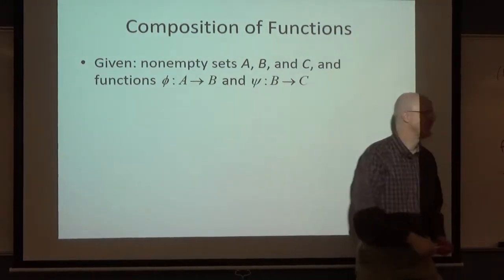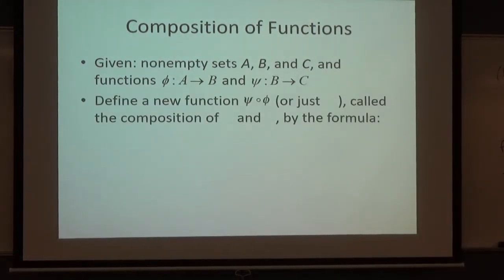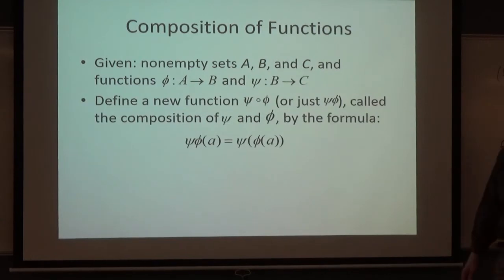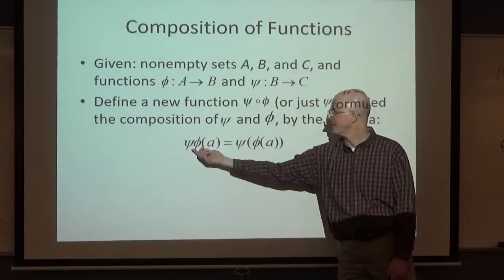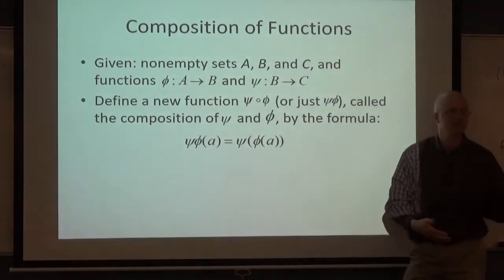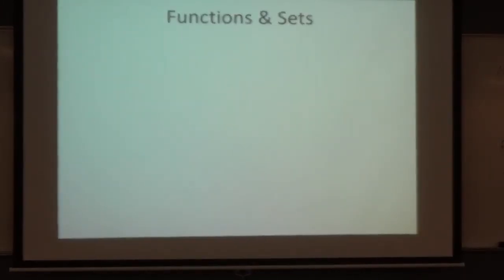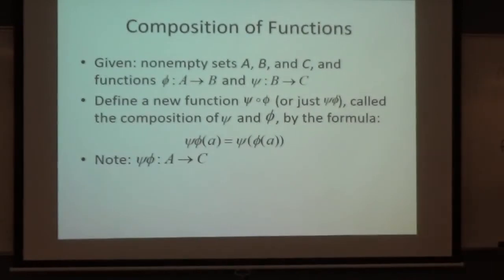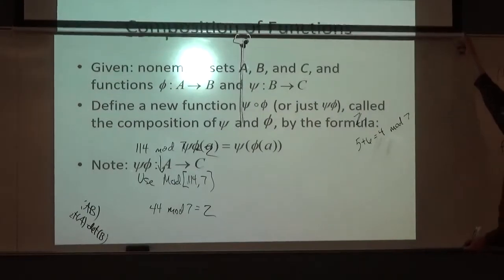From B to C. When you compose them, you're creating a new function, phi compose psi or just phi psi, by that formula, just as we talked about a few minutes ago. That's the definition of what this means. Okay? There's an implicit binary operation going on here, combining these two functions to get a new function. Note, the new function, psi phi, goes from A to C.